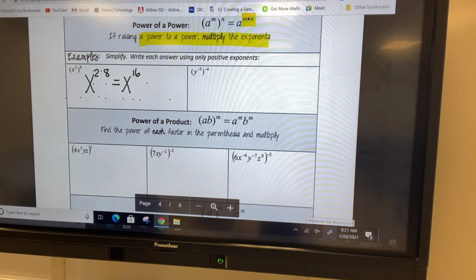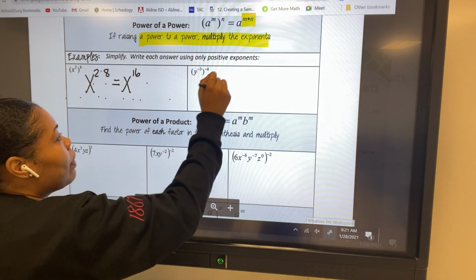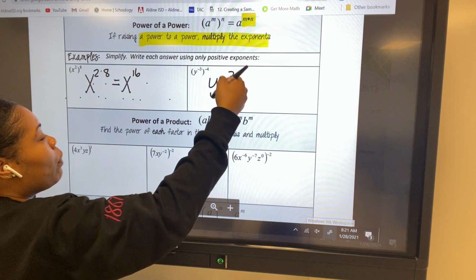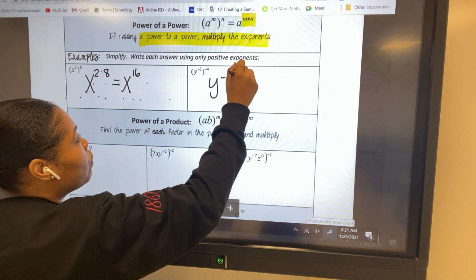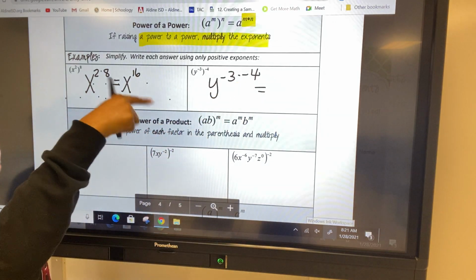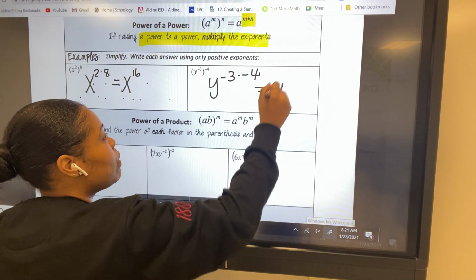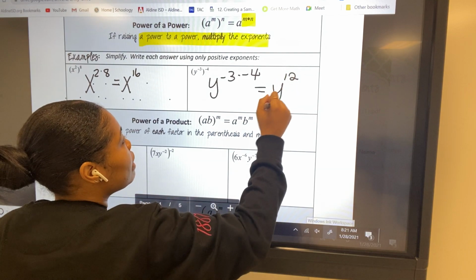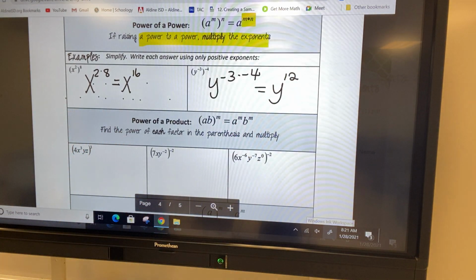And that's what I'm going to do over here. So we have y to the power of -3, and I want to raise that to the power of -4, so I'm going to times that by -4. And then this kind of works out because the 2 negatives are going to turn that into a positive exponent, which is good because we like positive exponents. So it would just be y to the power of 12.